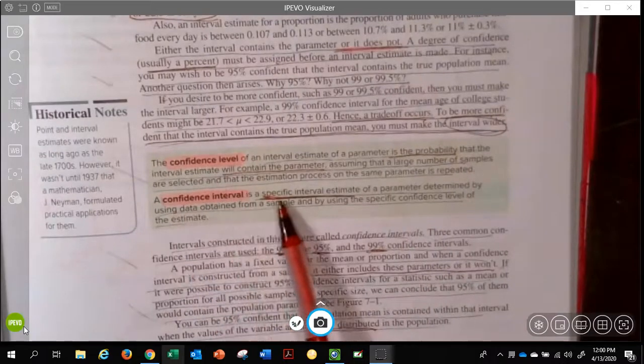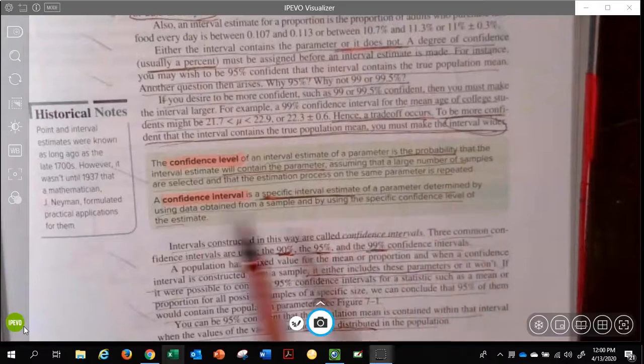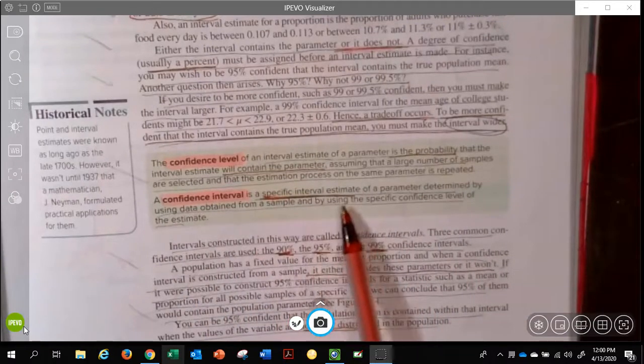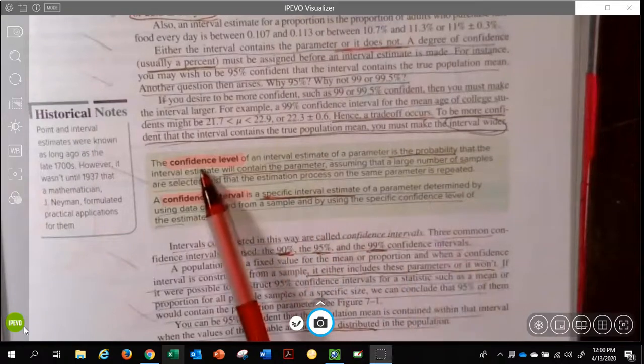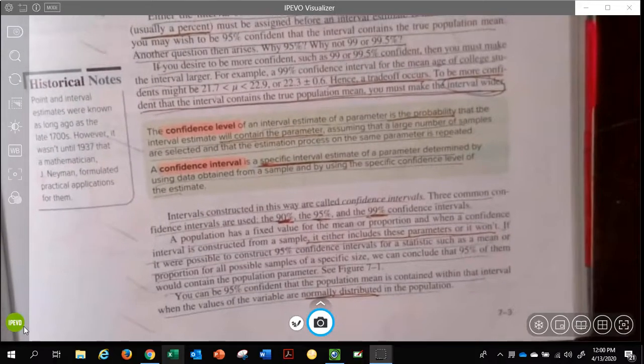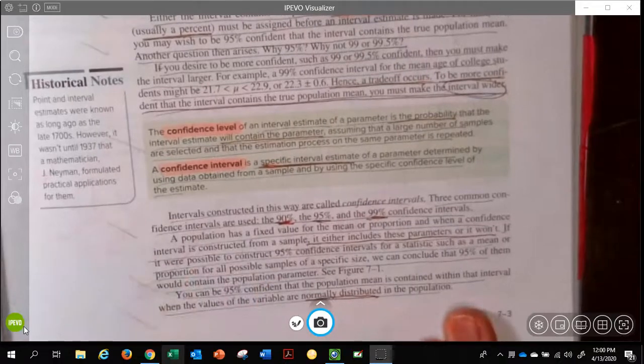The interval is the specific interval estimate, a lower number and a higher number, of a parameter determined by using data obtained from a sample and by using the specific confidence level you have chosen here of the estimate. I'm doing a lot of reading. You can shut this off and just read it to yourself. But here we go on some more reading.